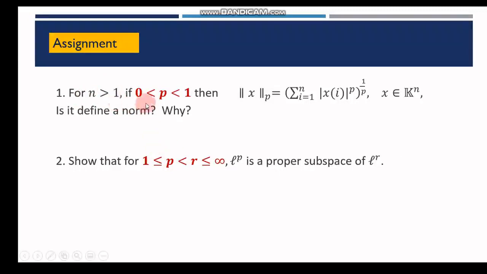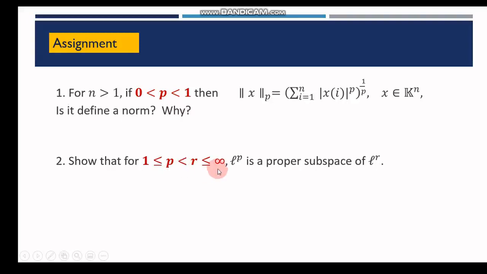Assignment 1: for n greater than 1, we said that Minkowski's inequality holds for 1 less than or equal to p less than or equal to infinity. So what happens when p is in between 0 and 1? Is it a norm? Is it a p norm? That is what I am asking. Check what your answer is. Why? Explain.